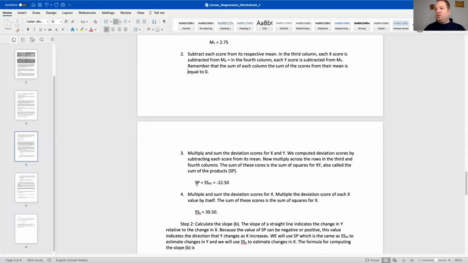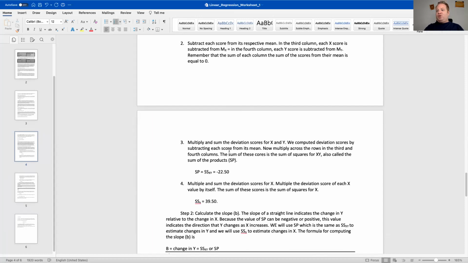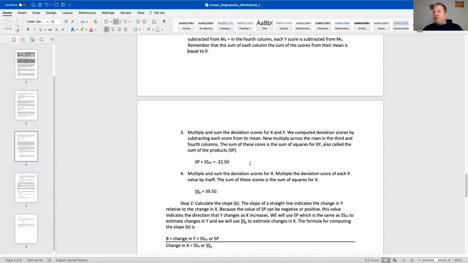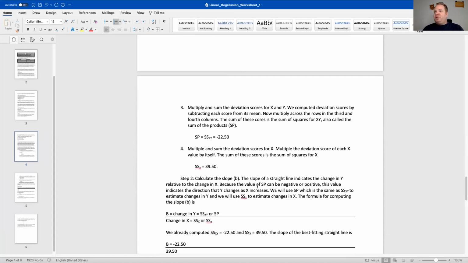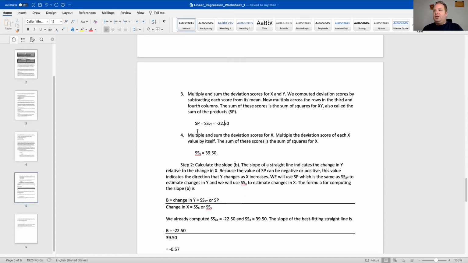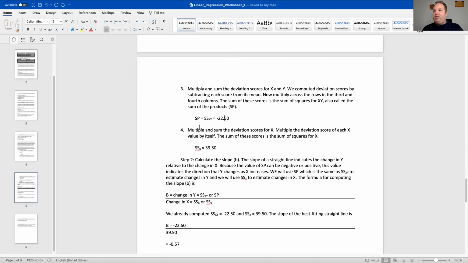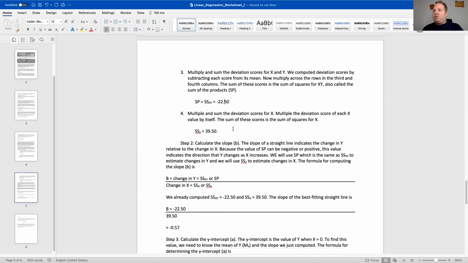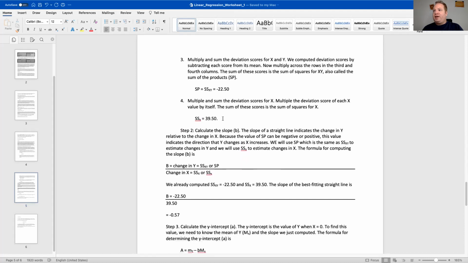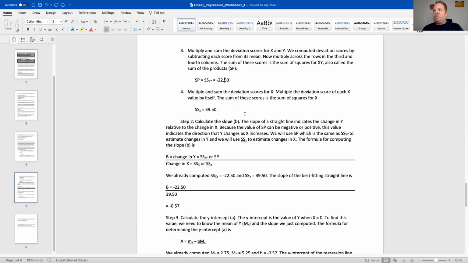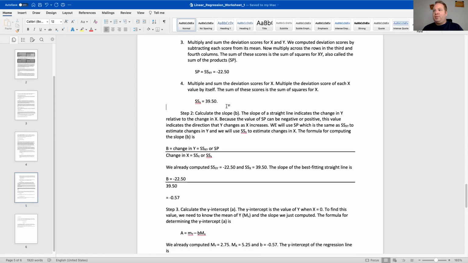So that's how we got this. Multiply and sum the deviation scores of x and y. We computed deviation scores by subtracting each score from its mean. Then multiply across the rows in the third and fourth columns. The sum of these scores is the sum of the squares for x, y, also called the sum of the products, which is negative 22.5. And then multiply and sum the deviation scores for x, multiplying the deviation score of each x value by itself. The sum of these scores is the sum of the squares for x. Sum of the squares x is equal to 39.5.